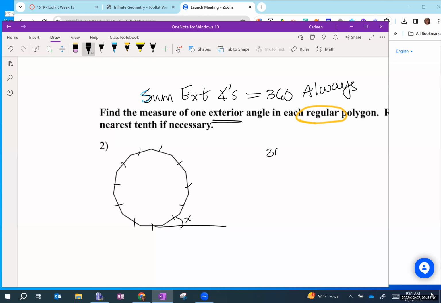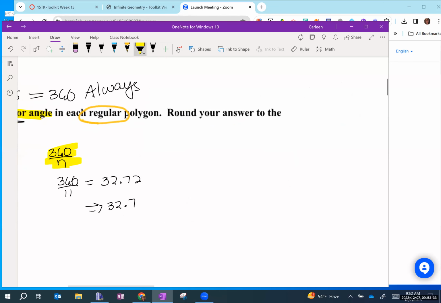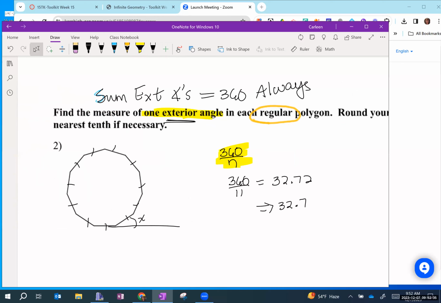We're going to take 360 and we're going to divide it by n. 360 divided by 11, 32.72. Round to the nearest tenth, 32.7. Okay, so this is going to be super easy. You're just going to take, for one exterior angle, 360 and divide it by n. So that's it. Yes, total for that one.